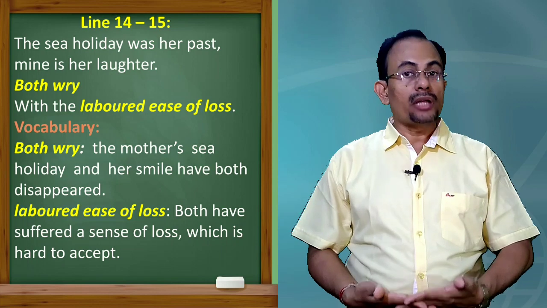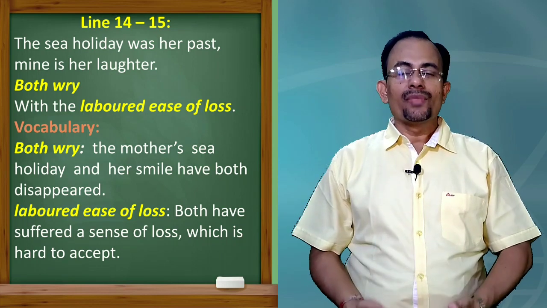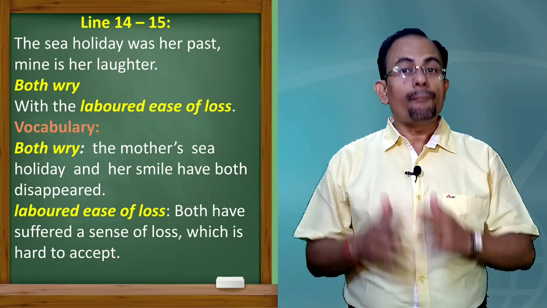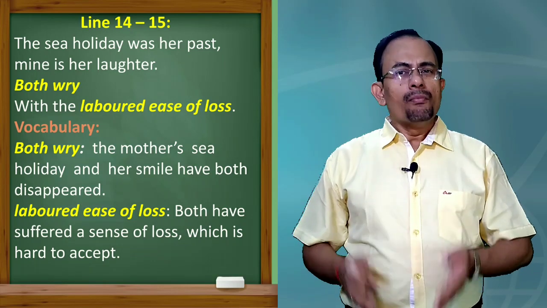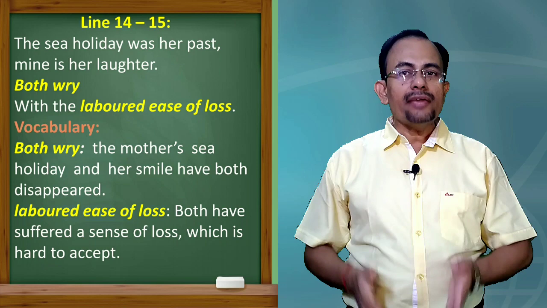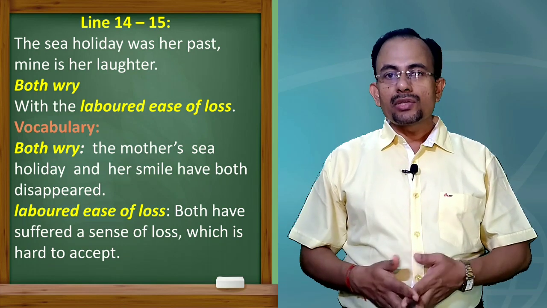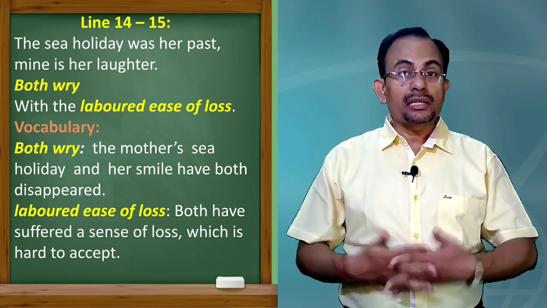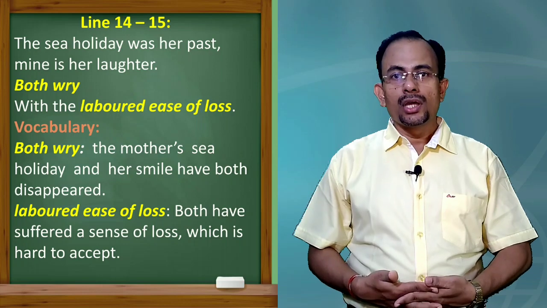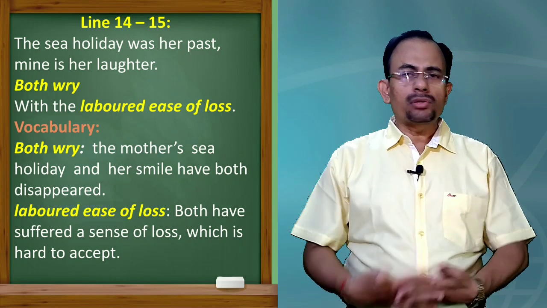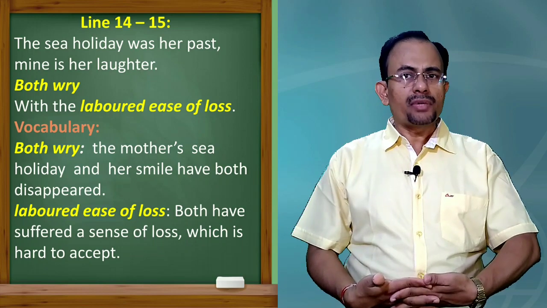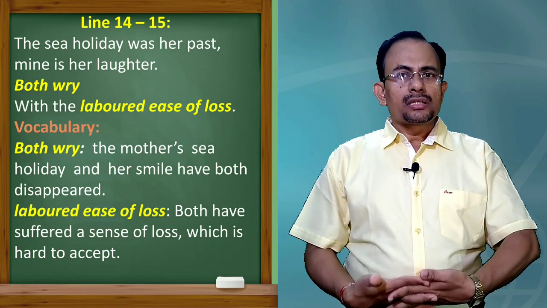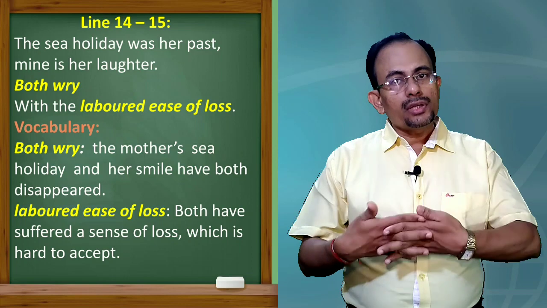Now let's move on to lines 14 and 15. The sea holiday was her past, mine is her laughter. Both vie with the labored ease of loss. Dear students, you've got to understand some difficult terms from these two lines. Both here refers to the sea holiday for the poet's mother, and the smile of the poet's mother for the poet.